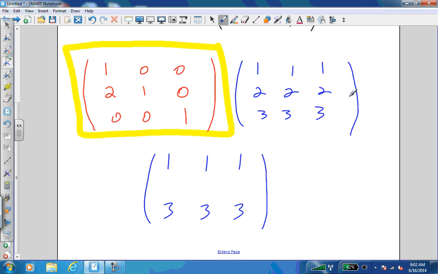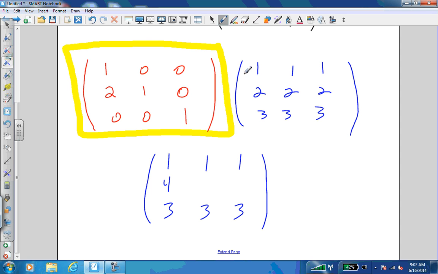So let's look at our second row. We're going to take this row times the first column, so we get twice the first row, plus the second row, so 2 is 4. And then 0 and 3 is 0.